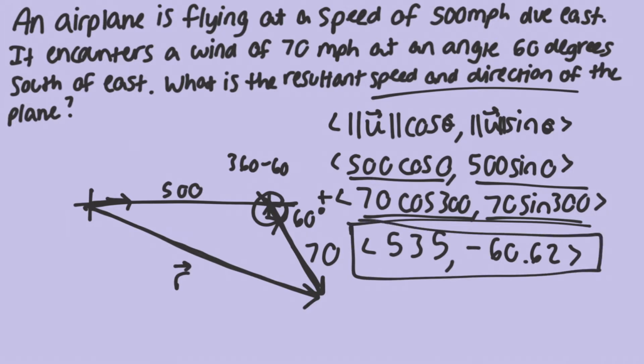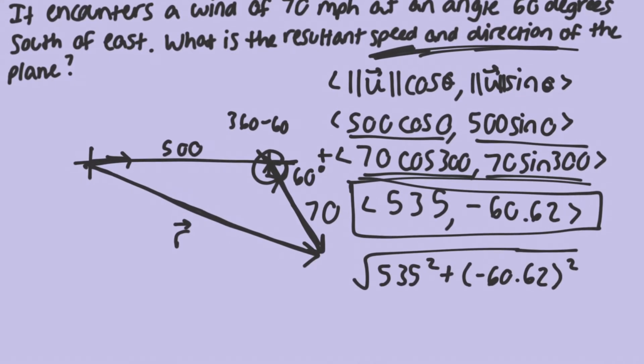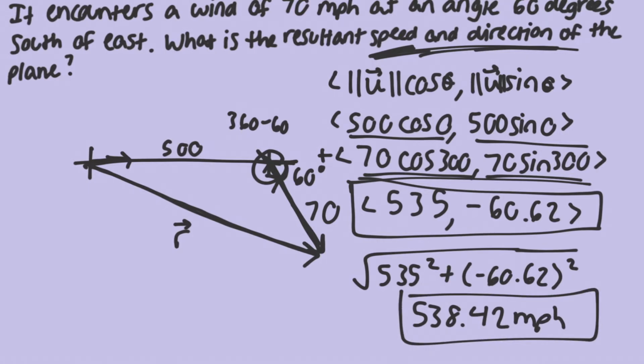Now we need to find the speed or the magnitude and the direction. So the magnitude is the square root of a squared plus b squared, and we get 538.42 miles per hour. To find the direction angle, I'm just going to redraw the vector that we care about right now, that resultant vector, this one. So it's in the fourth quadrant. It's going right and down.